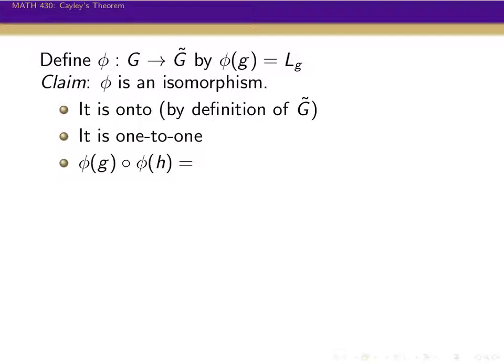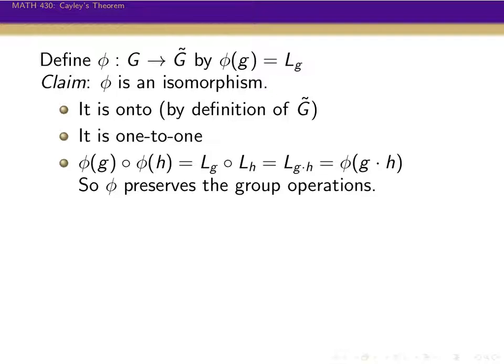If we compose phi of G with phi of H, well, phi of G composed with phi of H is L sub G composed with L sub H. So really we're doing L sub H first and then plugging that into L sub G. Then we have already seen, when we proved closure, that the composition of L of H plugged into L of G gives us L of G times H. And that is what phi of G times H is.